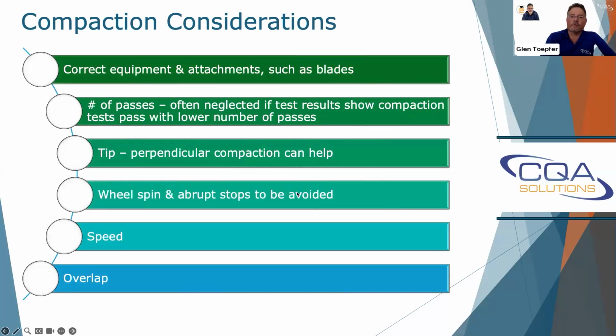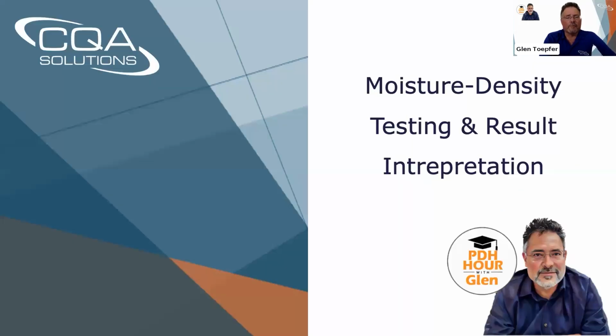Wheel spins and abrupt stops should be avoided. Consistent speed should be used, and overlap. These are all things that come into whether the results are good or not. And a lot of times people aren't documenting those.